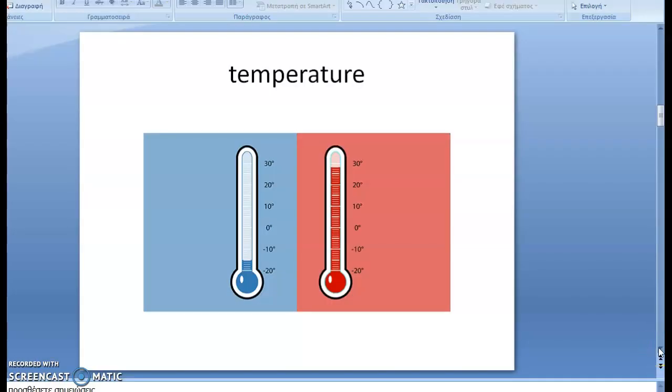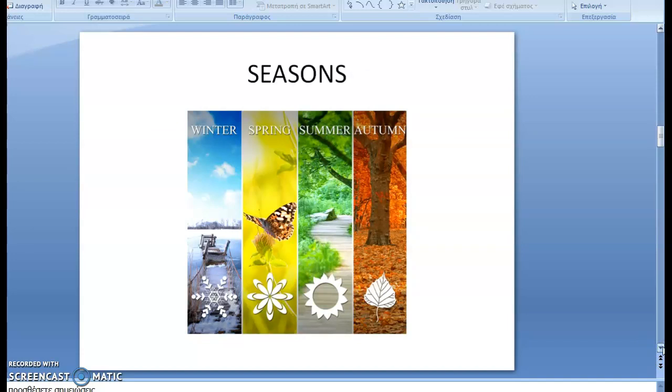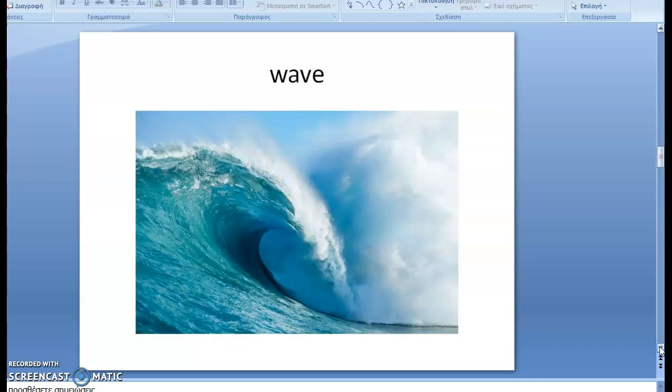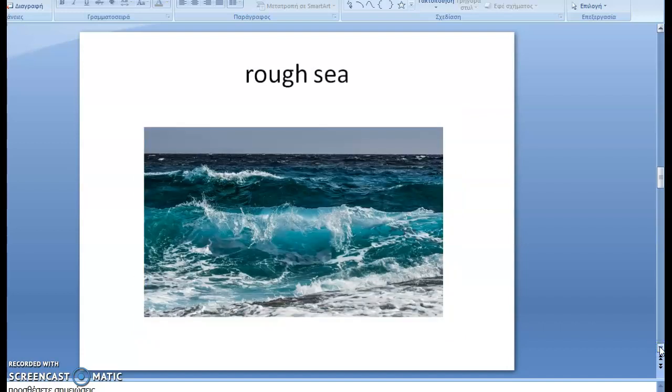Okay, so now let's go through some of the vocabulary that we came across today. Temperature: how cold or how hot the weather or anything else is. Seasons: winter, spring, summer, autumn or fall. These are parts of a year. This is a wave. Rough sea. When it's windy, we have rough seas.